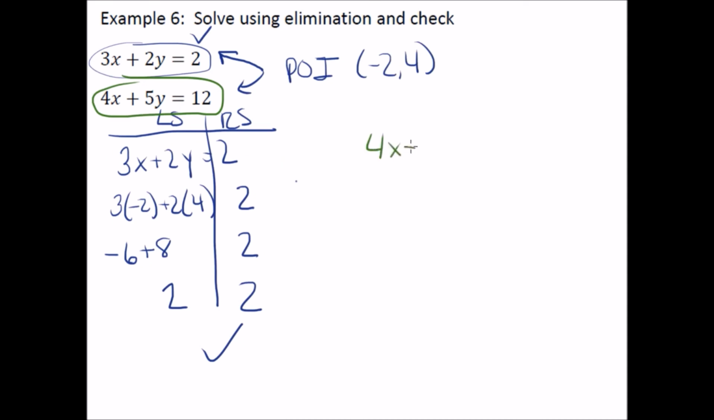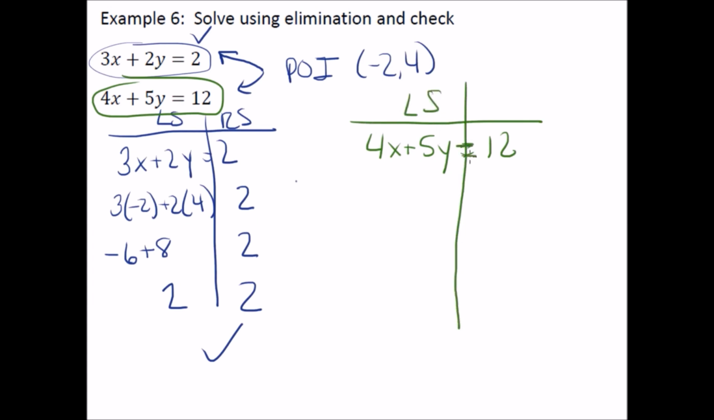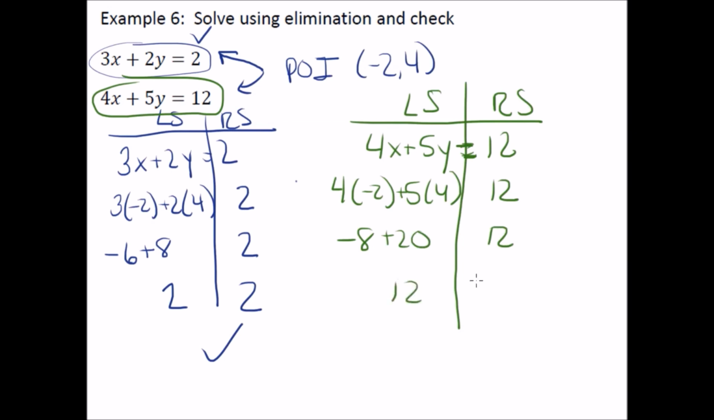Now we have to check the second line. So 4x + 5y = 12. Okay, left side, right side. When we talk about left side, right side, we talk about the left side of the equal sign and then the right side of the equal sign. So let's sub in -2 and 4. And we have -8 + 20. And does that equal 12? Yes, it does. So the point (-2, 4) lies on that second equation as well.